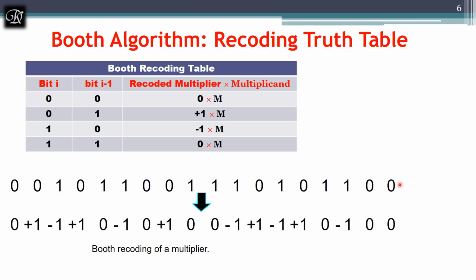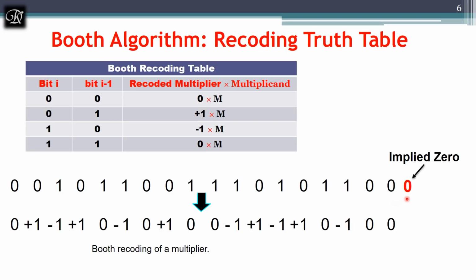Let's see. This is the value. I will just show you how to find the Q dash. When you are starting, this is the first bit. I don't have a 0 before that, because you have to have a previous bit before that. For that, we are going to assume there is a 0, because initially you can add 0. By adding 0, it's not going to affect the values, right?